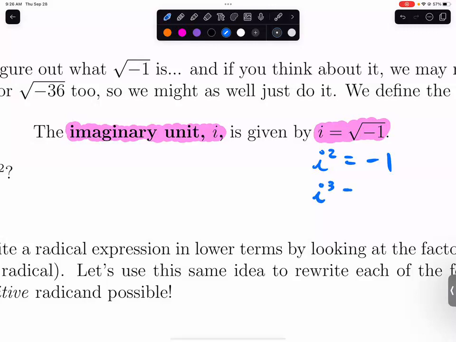How about i cubed? How do we get from i squared to i cubed? How do you add 1 more into the exponent? This means i times i, right? And this means i times i times i. Okay, so multiply by i again. So i squared is -1. If I multiply this by i, I get that. If I multiply this by i, I get negative i.